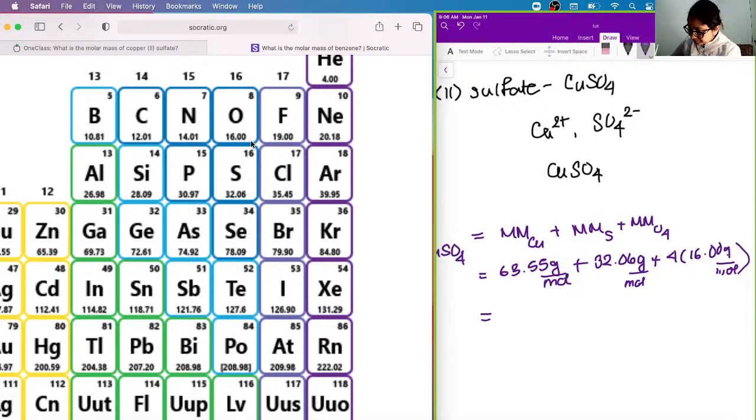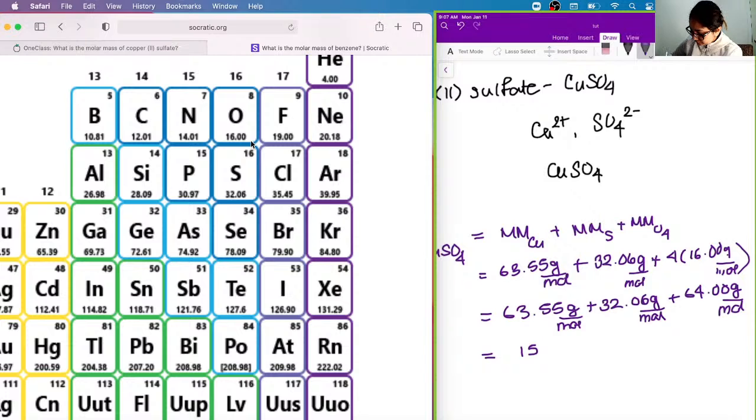Okay. And now we can basically simplify. We have 63.55 grams per mole plus 32.06 grams per mole, and 4 times 16 is 64.00 grams per mole. And the last thing you would do is add these three numbers together, so you'll have 159.61 grams per mole.